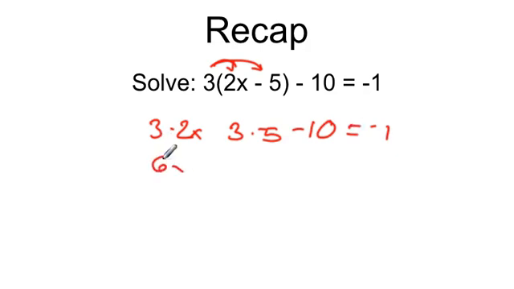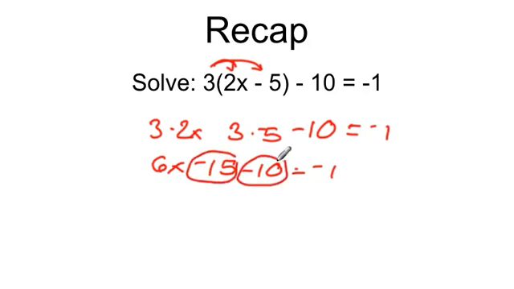3 times 2x is 6x. 3 times negative 5 is negative 15. Minus 10 equals negative 1. Now I can combine like terms. I have 2 constant terms over here. Might as well simplify them into 1. So I get 6x minus 25 equals negative 1.